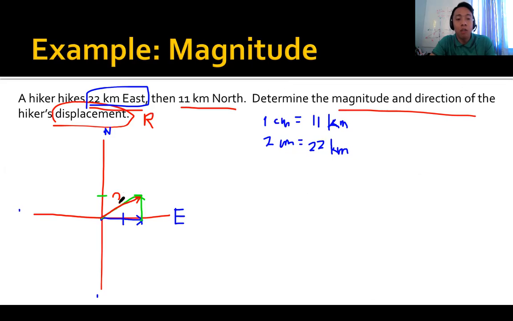So without using any ruler or a protractor, we can solve for this using the SOHCAHTOA, right? SOHCAHTOA.